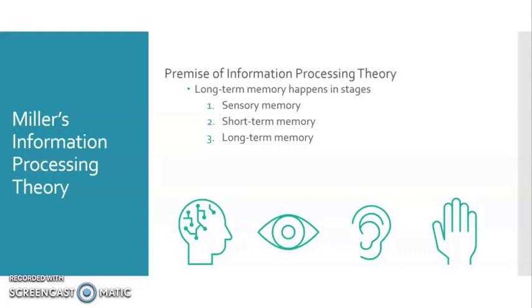Based on Miller's research, the premise of information processing theory was developed and includes 3 stages. Creating a long-term memory is something that happens in stages. First, we perceive something through our sensory memory, anything we see, hear, feel, or taste. Short-term memory is what we use to remember things for a short period. An example would be phone numbers. And then long-term memory is information stored permanently in our brains.